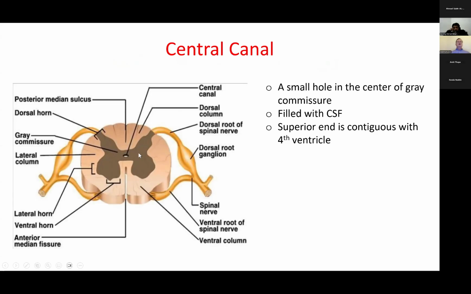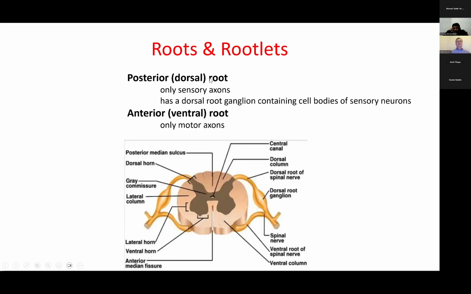And if there is an enlargement of that canal, we call it hydromelia or syringomyelia. There are multiple reasons for hydromelia and syringomyelia. There are posterior dorsal roots and anterior ventral roots, which conjugate and form first a plexus, then they make another division, and they form the peripheral nerves.